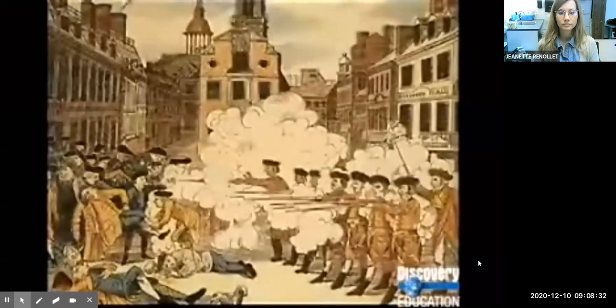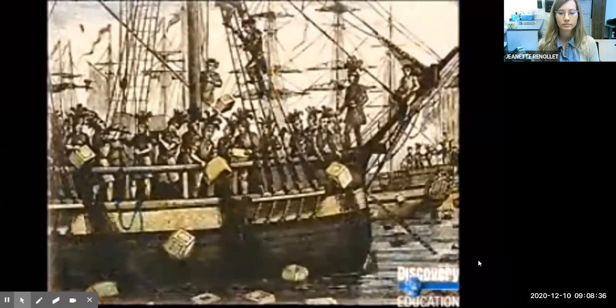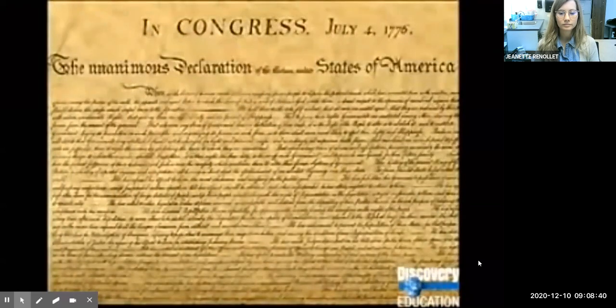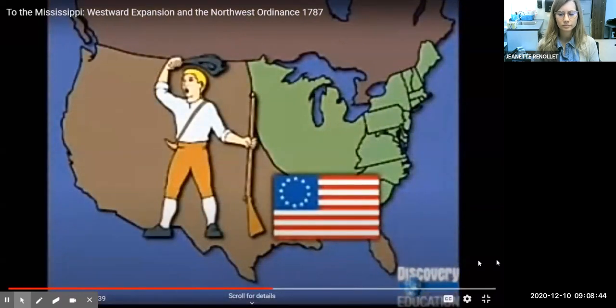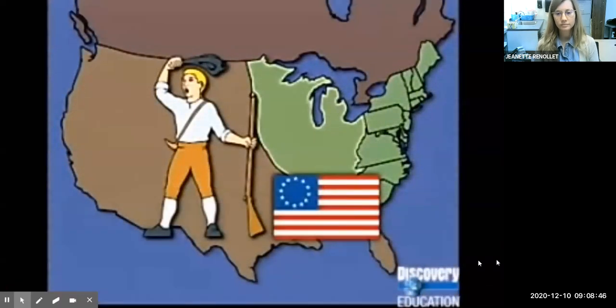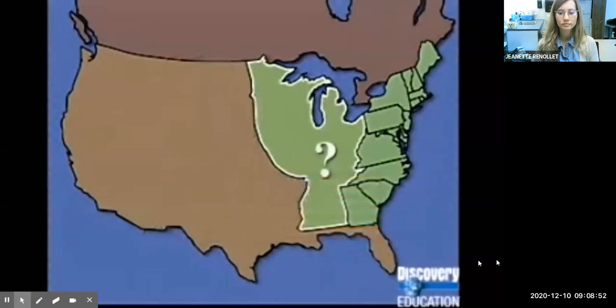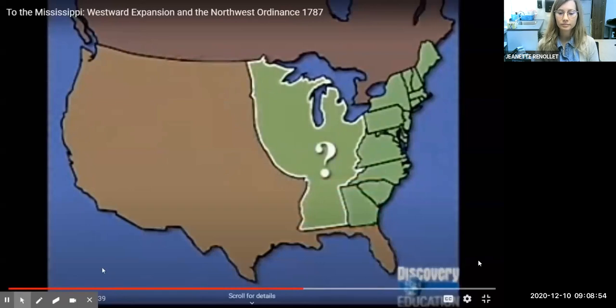Things got worse when the British imposed new taxes on the colonists to pay for the soldiers that they had to send to the Western lands. All of this led directly to the Declaration of Independence. So, when America won the Revolution, it also won all the British lands south of Canada and east of the Mississippi. The new United States now had to decide what to do with this land.